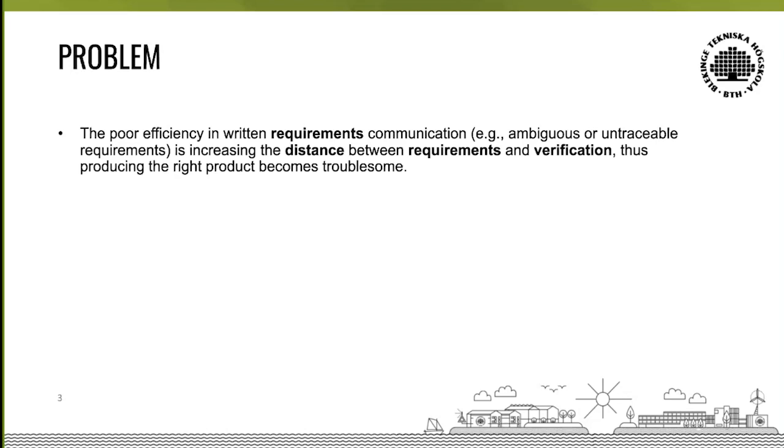Now, in software engineering, requirements documents are the main document of communication between the customer and supplier, and they represent what the supplier should deliver to the customer. Now, if these requirements documents are not written well, this would cause an issue and increase the distance between these requirements and the artifact produced at the end.